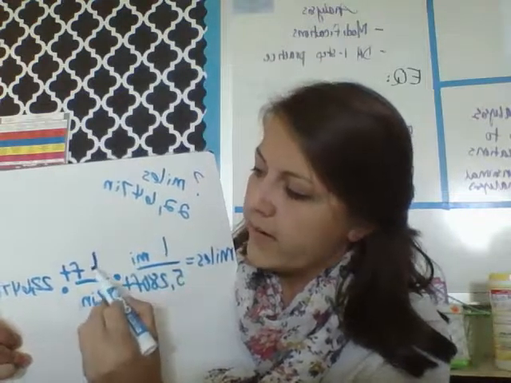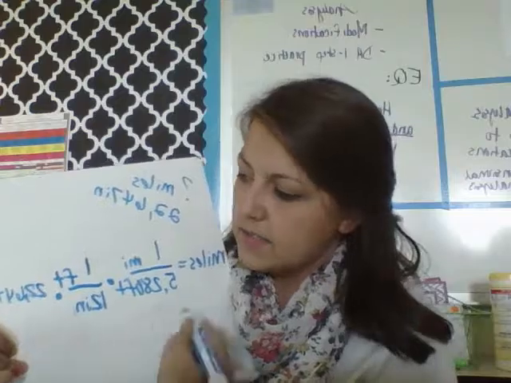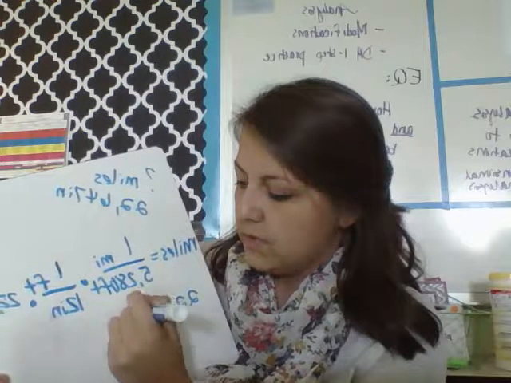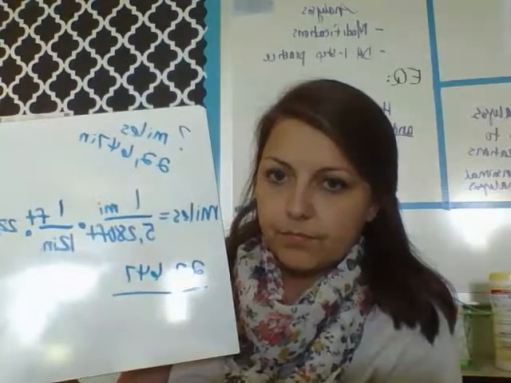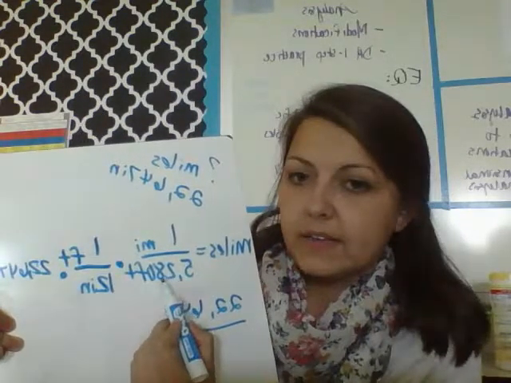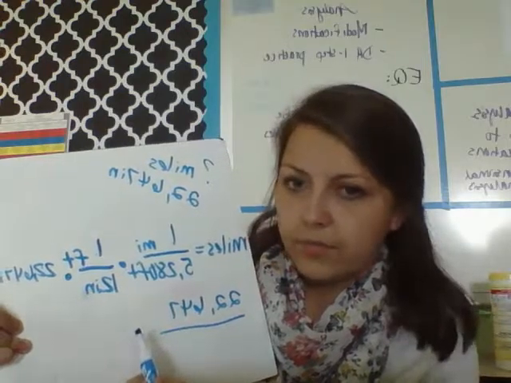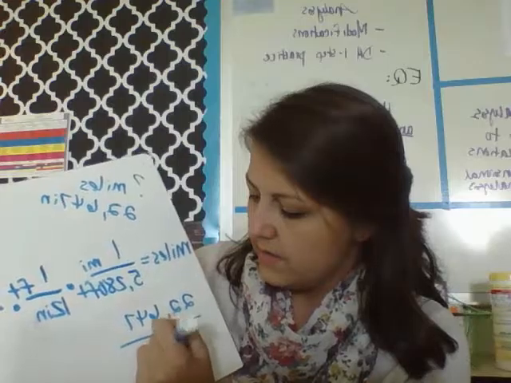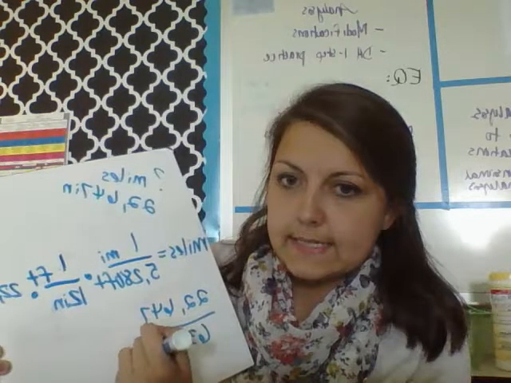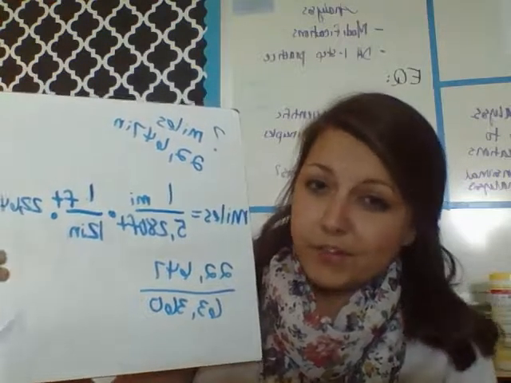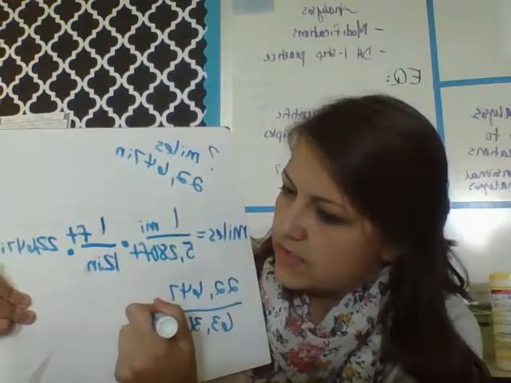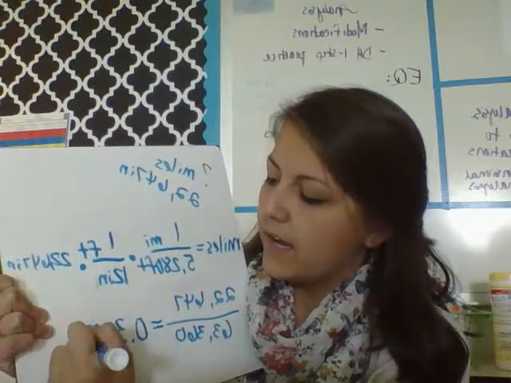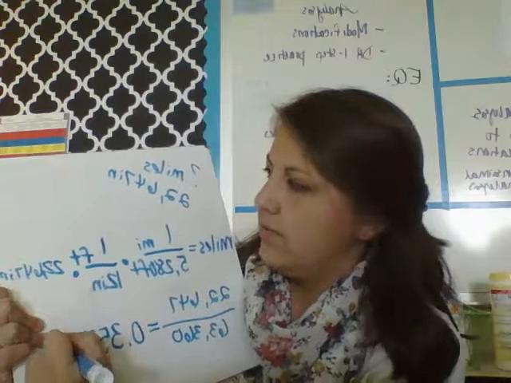So we do 1 times 22,647 divided by 5,280 times 12. And that is, I believe, 63,360. Now we have our division problem. We solve, and when we solve that and we round, we get about 0.357 inches. I'm sorry, miles.